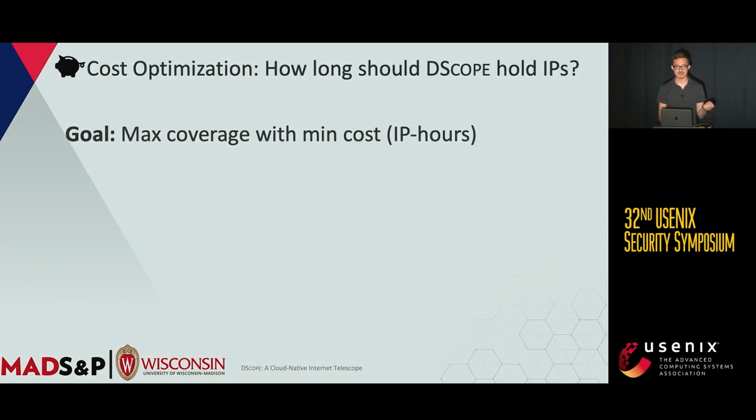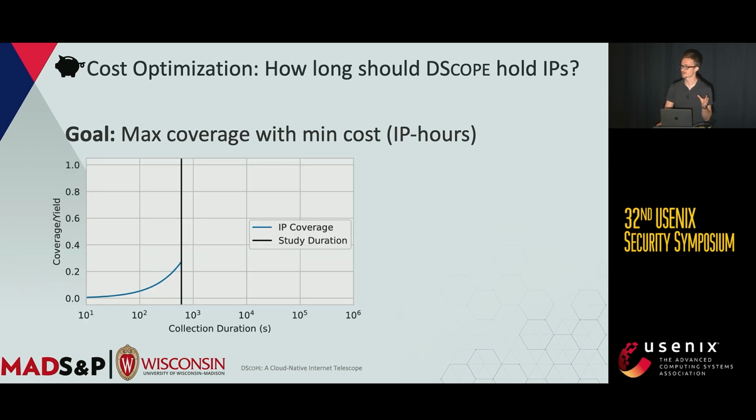And so, we hold many IPs with DScope, but of course that comes at the cost of holding those IPs for only a short period of time. We pay per IP hour after all. And so the question is, how long should DScope hold IPs to achieve sufficient coverage? Here, we're interested in coverage of unique phenomena. Let's talk about source IP addresses contacting DScope as one of those phenomena.